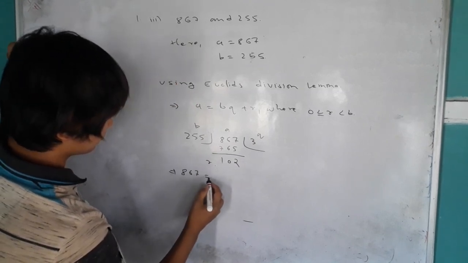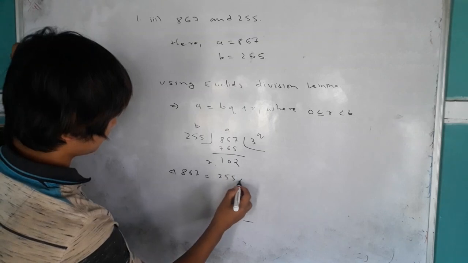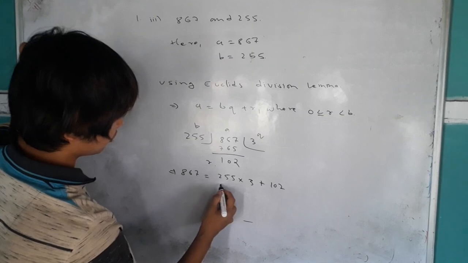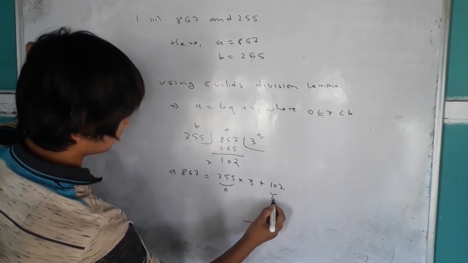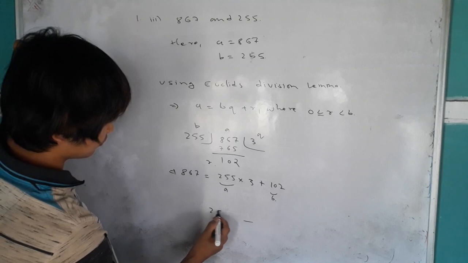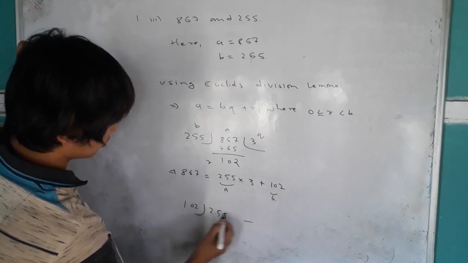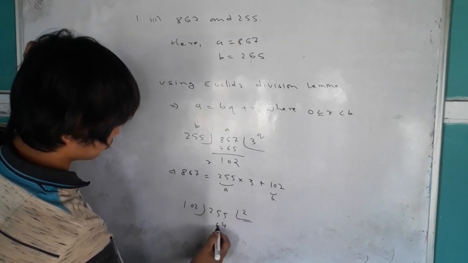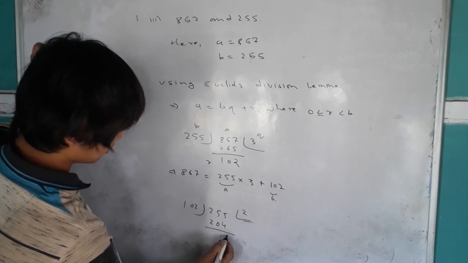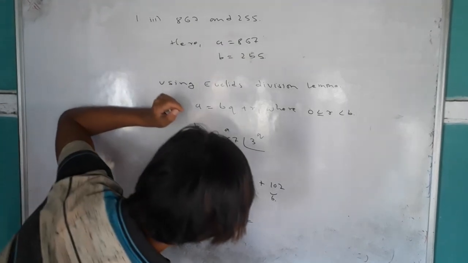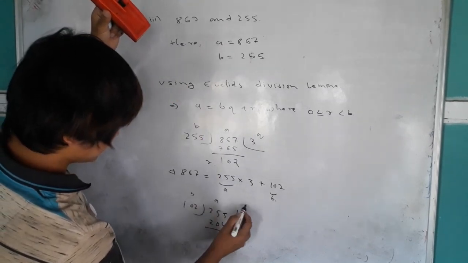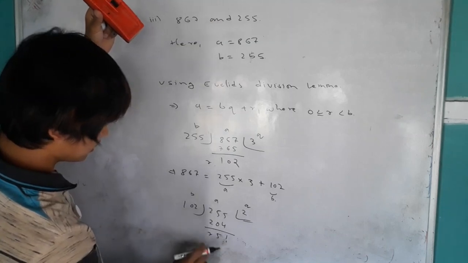So 255 into q is 3 plus r is 102. Now it will be a and it will be b. Again dividing, okay. So 255 divided by 102, you will get 2, and the remainder is 51. So still this is b, this is a, this is q, this is r, okay.